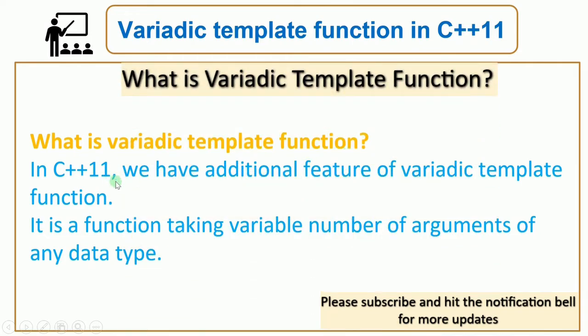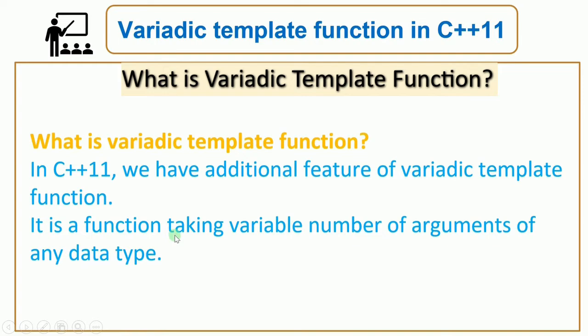Now in C++ we have this additional feature, and that is a Variadic template function. Now let's see what it is. It is a function taking a variable number of arguments of any data type. So what is this Variadic template function? By the name itself you can understand it's a template function. So we know what a template function is in C++ also. The same piece of code will be used for all the data types, right? Now this is about the template function.